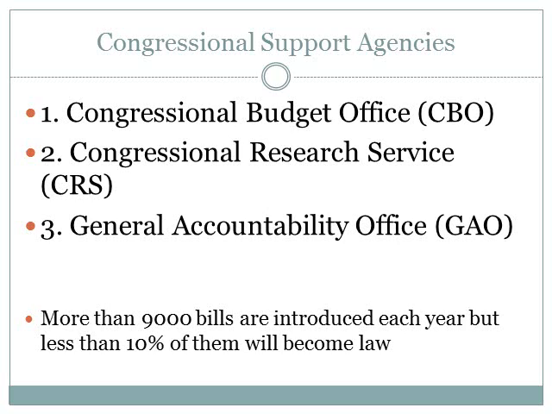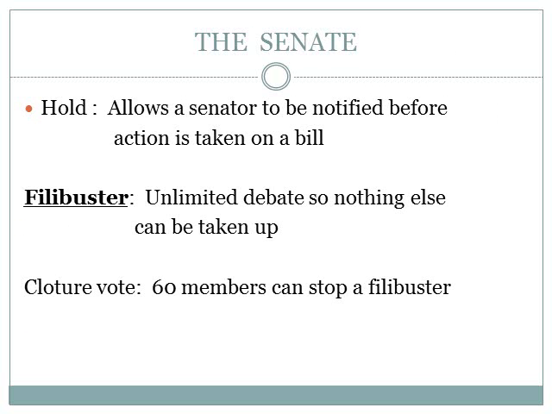General Accountability Office. More than 9,000 bills are introduced each year, but less than 10% of them will become a law. Remember all those stop points in how a bill becomes a law? That's why. In the Senate, a hold allows a senator to be notified before action is taken on a bill. A filibuster is unlimited debate, so nothing else can be taken up. It takes 60 members of the Senate to vote for a cloture rule, which when they invoke cloture rule, it can stop a filibuster. So it's hard to do. 60 out of 100 is a supermajority. It's difficult to reach that, especially nowadays when we usually have situations where the party that has a majority in the Senate usually has anywhere from 51 to 55 votes. So it's hard to get to 60.